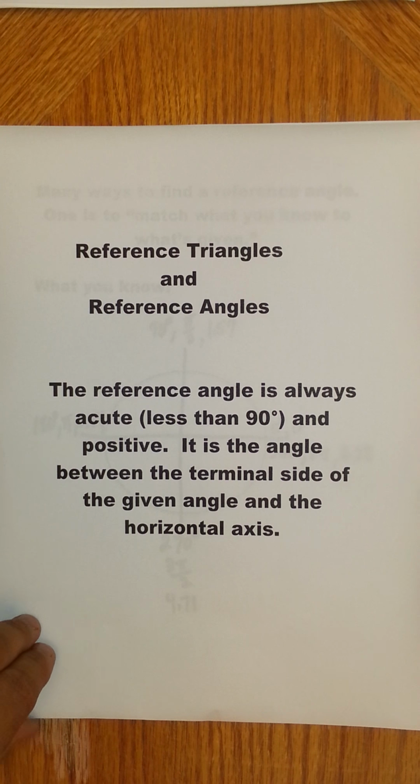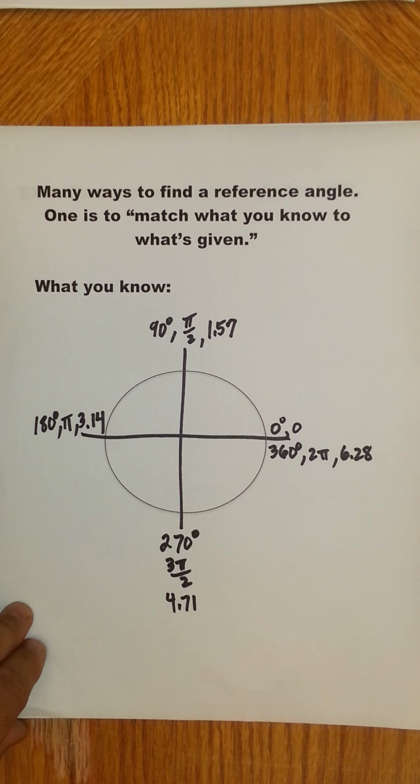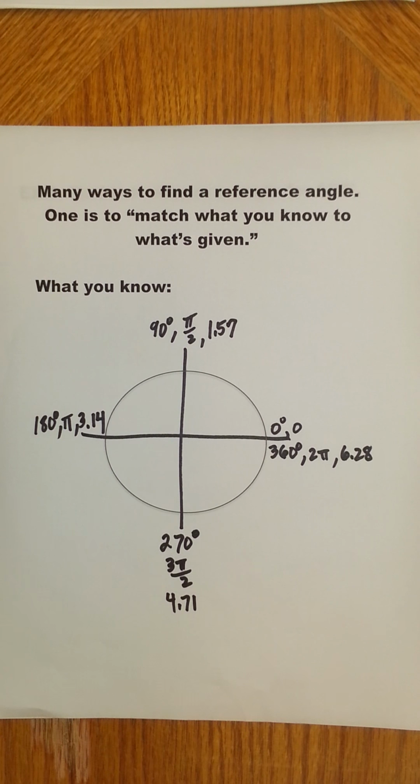There are many ways to find reference angles. One way is to match what you know to what's given, and what you know are these reference values. The reference values that I know are always less than one revolution, but you can match what you know to what's given. So let me do an example of that so you see what I mean.